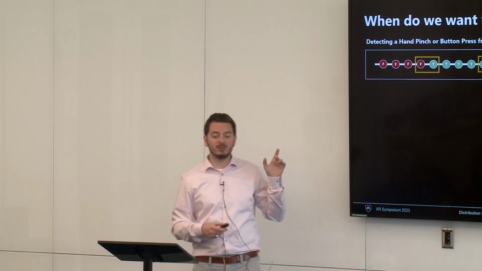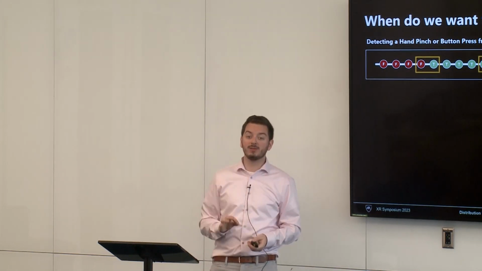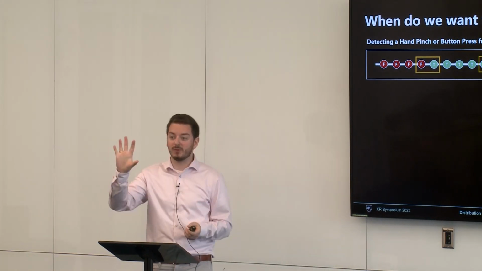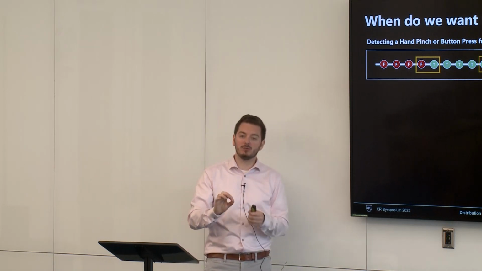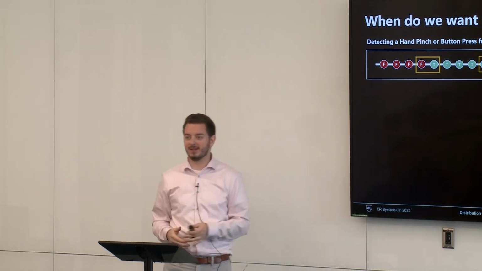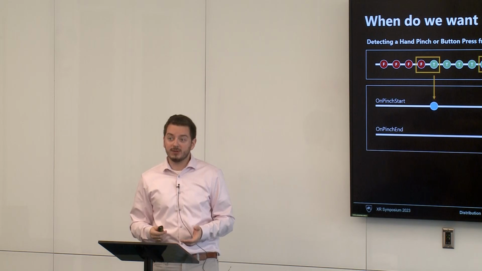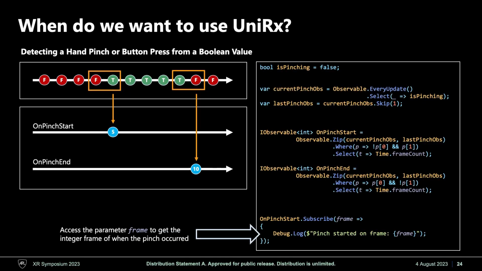Because that's where we want to execute our event or our code, to say, okay, when this thing happens, when we first pinch, now we want to maybe make a noise or something like that. So how can we do that? Well, we want to create two new observables. We're going to call them OnPinchStart and OnPinchEnd. So either from false to true when we start, or from true to false when we end, so the fingers separate. We can do that in 3 lines of code here.